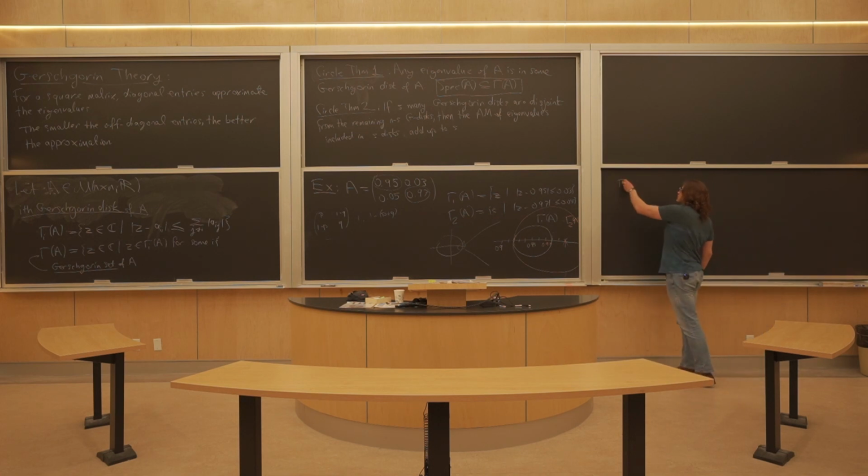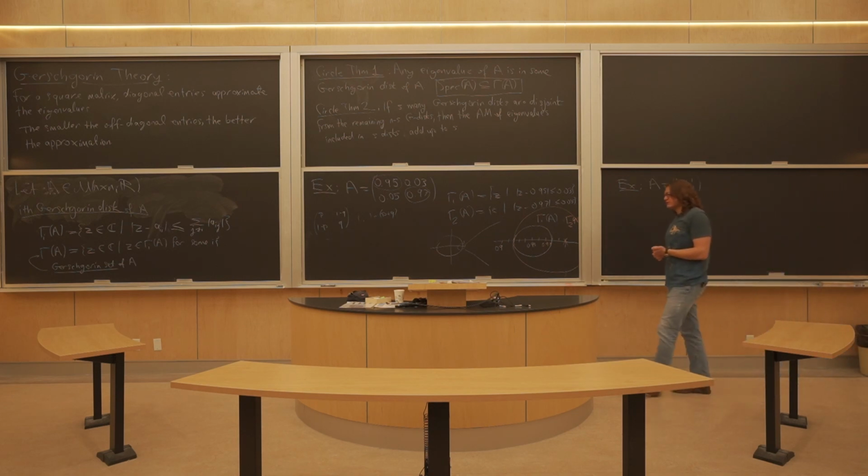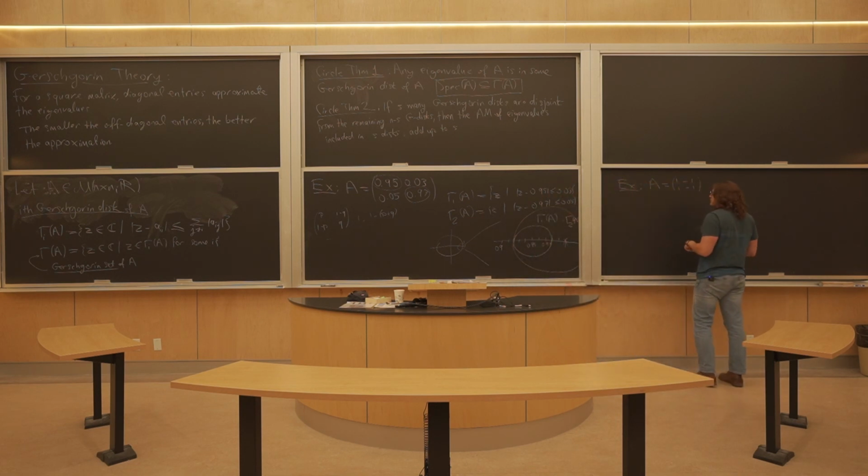So here's another example. 1, minus 1, 1, minus 1. This is not invertible, of course. Its rank is 1, which means that 0 has to be an eigenvalue. So that's one of the eigenvalues that I know. But let's figure this out using Gerschgorin again. So the first disk is going to be centered around 1, and it's going to have radius 1. And the second disk is going to be centered around minus 1. Again, it's going to have radius 1.